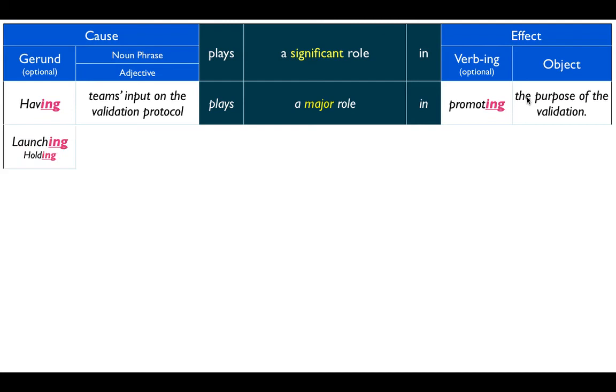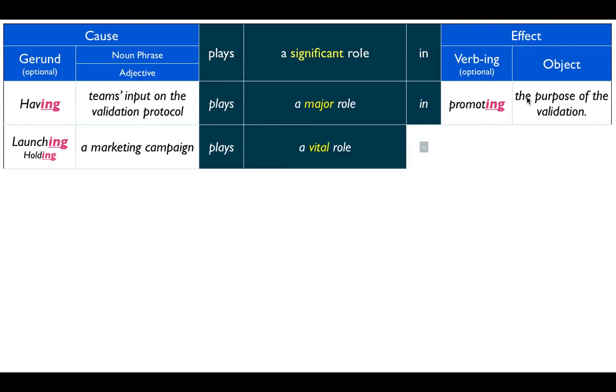Let's have a look at another one now from another student who studies marketing. Launching a marketing campaign or holding a marketing campaign plays a vital role in developing a business. So there are a lot of verbs that can go there. Launching means to start. Once it's starting, another word you could use is holding, or indeed running a marketing campaign. These are options you can put there. Plays a vital, don't forget, vital role in developing a business.